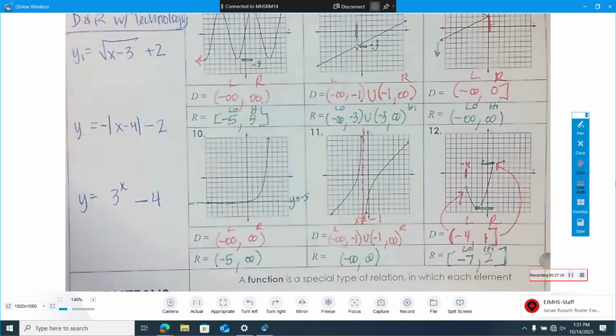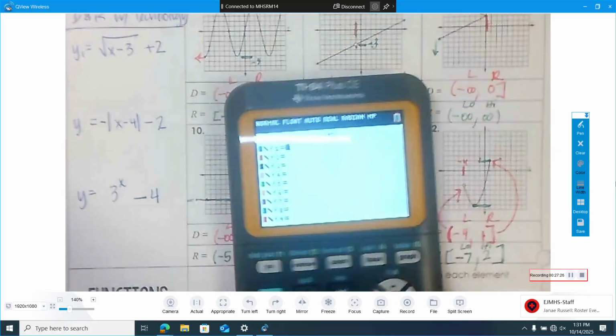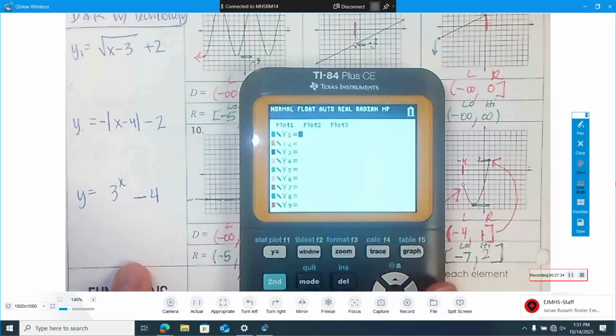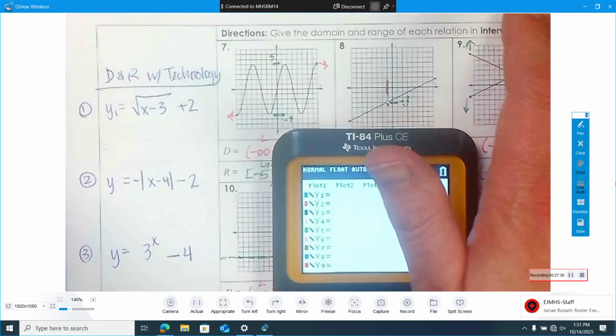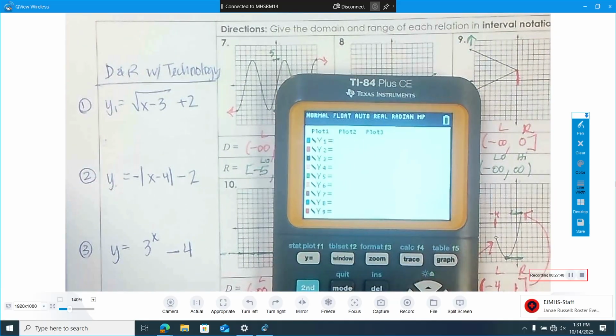I want to show you some technology quickly here. How much time do we have left? 56. Okay. You do have some things with technology to graph, so you might want to practice on your calculators, finding domain and range with technology. I just wrote a few examples down. You're going to see this in Delta Math.